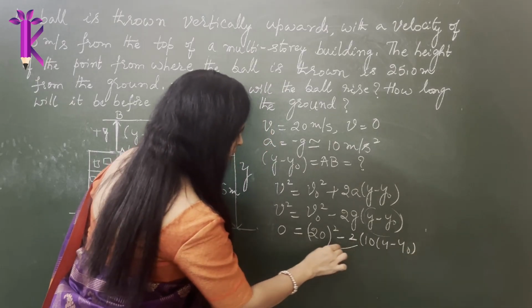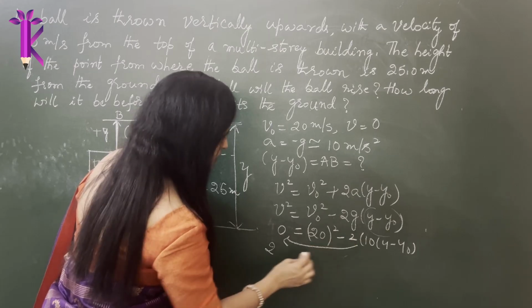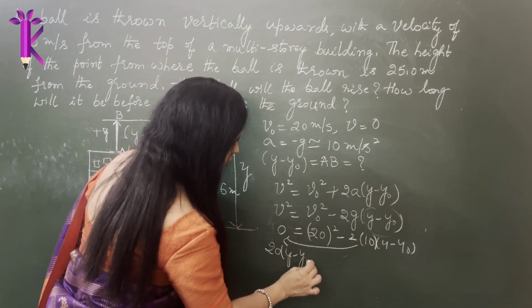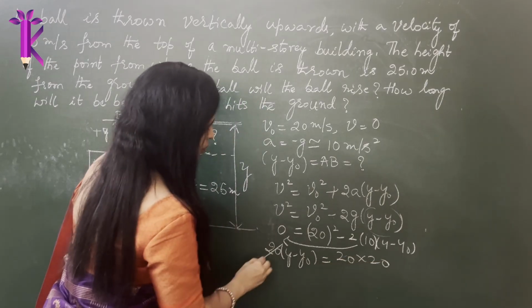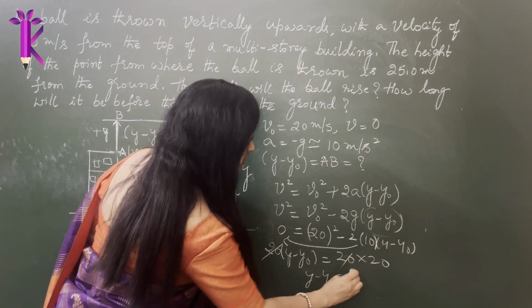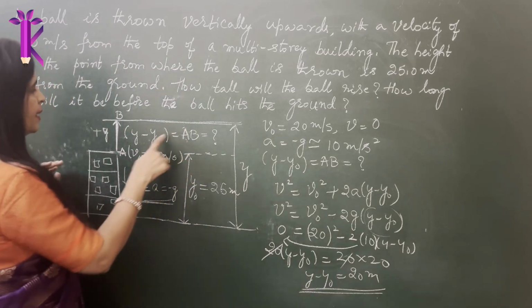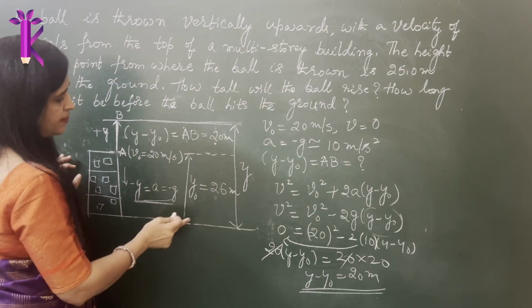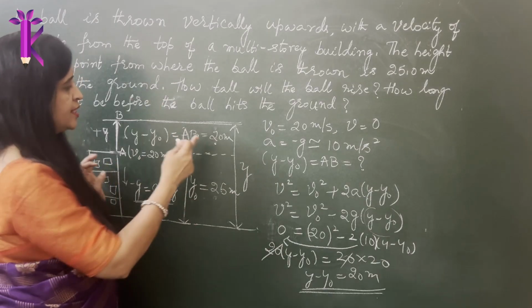Now let's bring this here, so minus becomes plus. 2 times 10 is 20, so 20 into y minus y naught will be equal to 20 into 20. So 20 gets cancelled. What are you left with? y minus y naught is equal to 20 meters. So what is the height AB from the point of projection? This is 20. The height of the building is 25 and from the point A to the point B where we threw is 20.